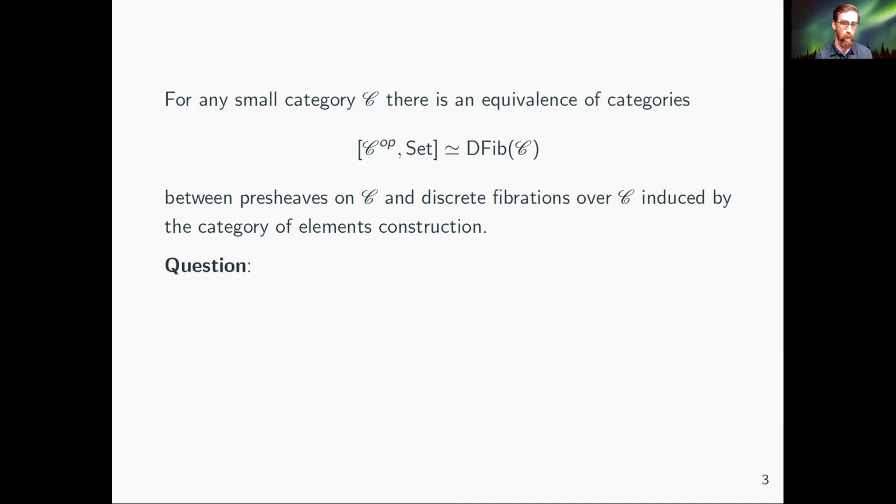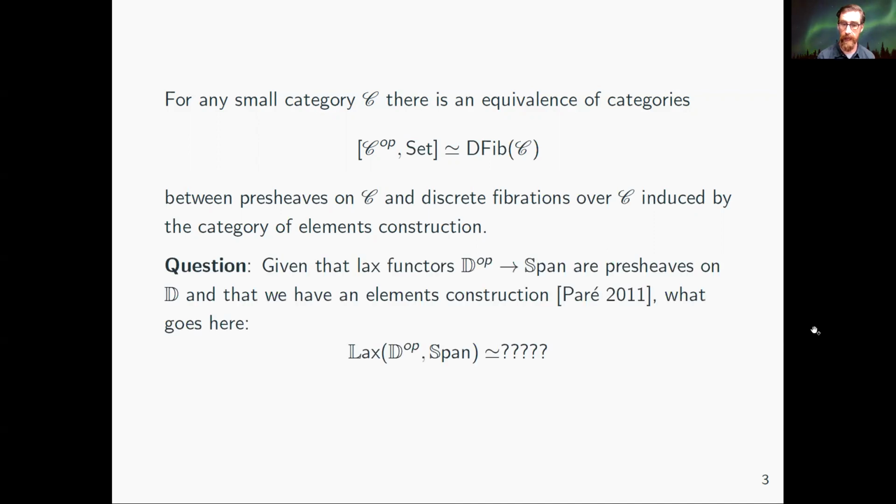And my question was, given that lax functors on a double category valued in spans are presheaves on that double category, and moreover that we have an elements construction for such lax functors, what would be on the other side of a hypothetical equivalence with lax functors on one side? That is, given that lax functors are such presheaves, what's the fibration concept that they correspond to?